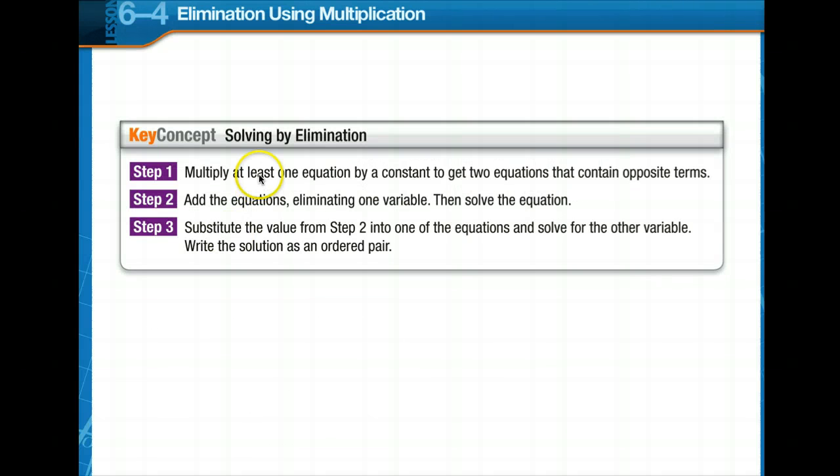Our key concept in solving by elimination: in step 1, we're going to multiply at least one equation by a constant to get two equations that contain opposite terms. Step 2, we're going to add the equations, eliminating one variable. Then we're going to solve the equation. And finally, in step 3, we will substitute the value from step 2 into either one of the equations and solve for the other variable. We will write the solution as an ordered pair.